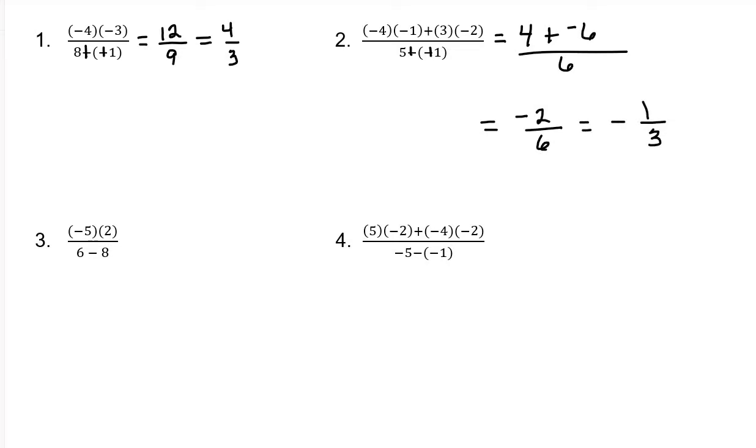One quick thing here about the negatives in MyMathLab, you can put this answer in MyMathLab with a negative out front, or you could put the negative with the numerator, but you cannot put the negative with the denominator. Okay, so let me give you a minute to try problem 3 and 4 on your own. So pause the video, do those, and then come back and check your answers.